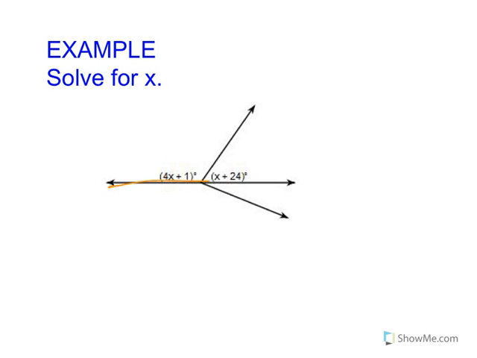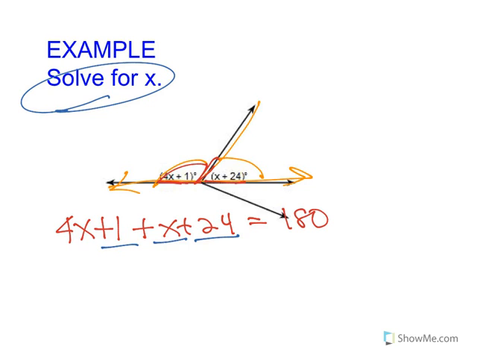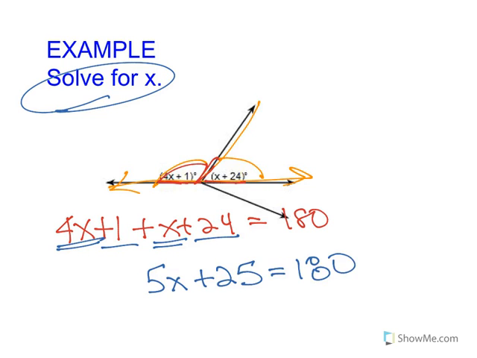So here we've got a straight line, one ray separating this angle from this angle, so we have a linear pair. We know that they are supplementary, and so therefore we can set up an equation: 4x plus 1, this angle, plus this angle, x plus 24, is equal to 180. And then we solve for x, because that's what we're looking for. So we've got two constants, we've got two x terms, so let's combine those. So 5x plus 25 equals 180.